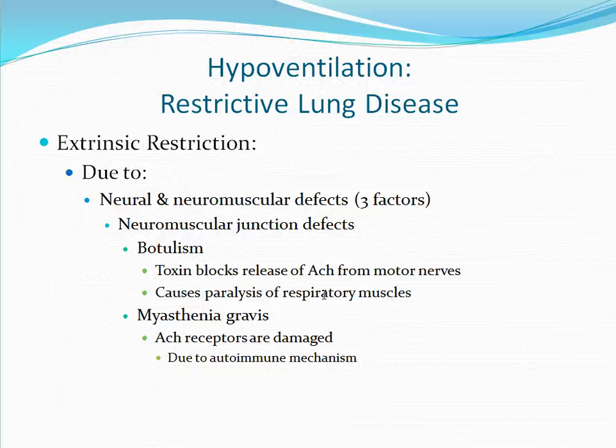The last defect is neuromuscular junction defects. This is the junction between the respiratory motor neurons and the respiratory muscles they innervate. This can be seen with botulism. The botulinum toxin blocks the release of acetylcholine from the motor nerve endings. This will cause paralysis of the respiratory muscles. This is also seen in myasthenia gravis. Here, the acetylcholine receptors are damaged due to an autoimmune mechanism.